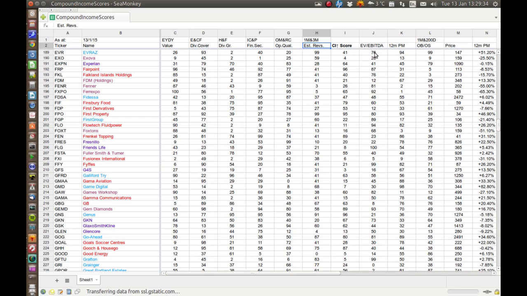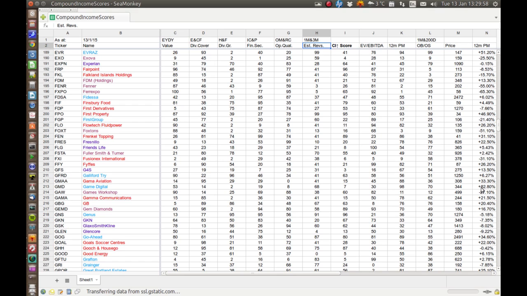We then have EV to EBITDA as a valuation measure, again ranked 1 to 100, and price momentum on the same basis, as well as an overbought oversold indicator, which is based on 1 month price momentum and the price's distance from the 200-day moving average. So it's like a combination of a short-term and medium-term overbought oversold indicator.